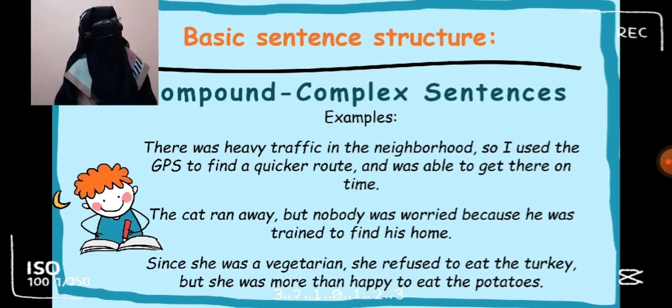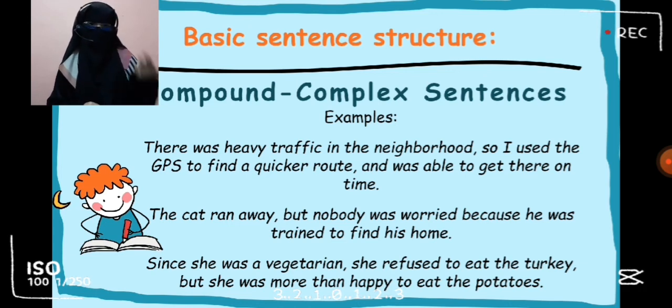And the last example: since she was a vegetarian, she refused to eat the turkey, but she was more than happy to eat the potatoes. In this example, the dependent clause comes at the beginning of the sentence, since she was a vegetarian, and is followed by two independent clauses, she refused to eat the turkey and she was more than happy to eat the potatoes, which are joined by the conjunction but.